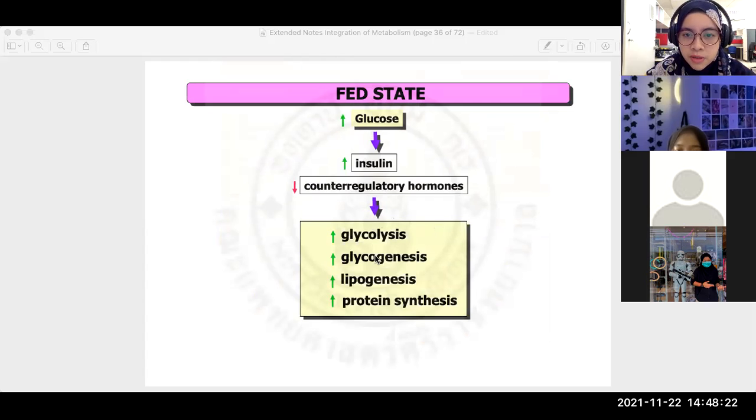Okay. So these are the processes that are happening during fed state, or after we have eaten something.